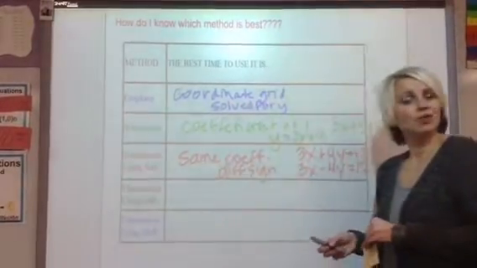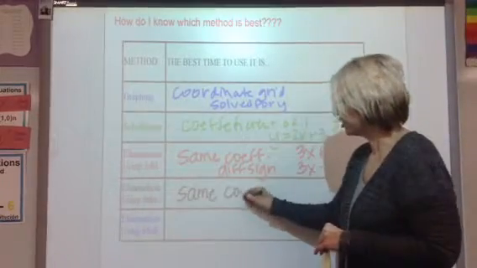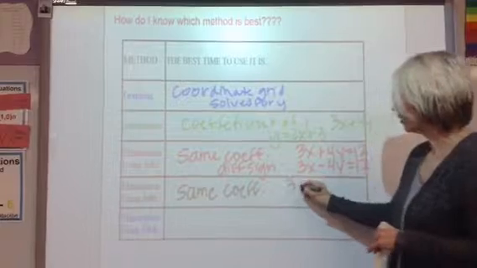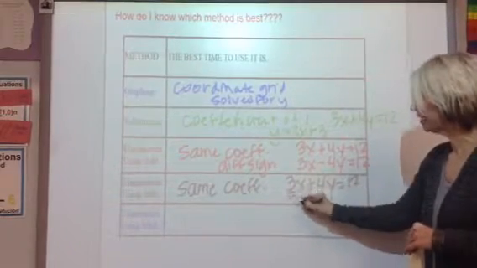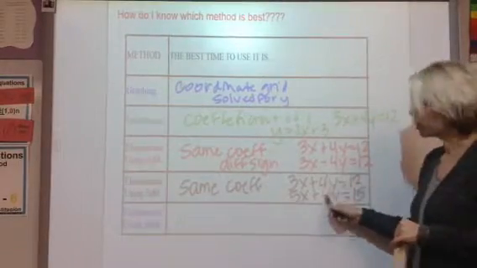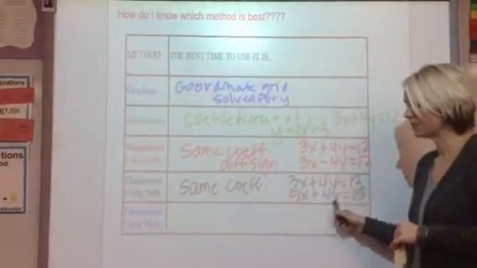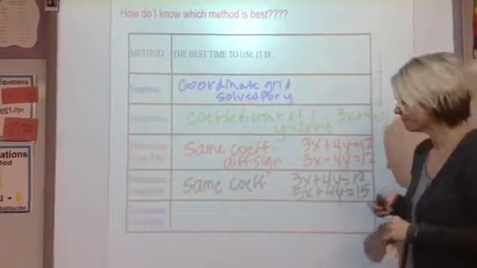Elimination using subtraction would be if you have just the same coefficient. So that would be like 3x plus 4y equals 12 and 5x plus 4y equals 15. Well, I have the same coefficient, but I'm going to use subtraction now to eliminate the y.